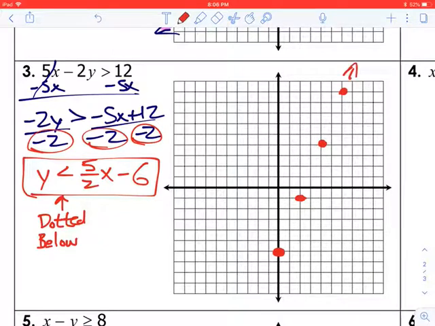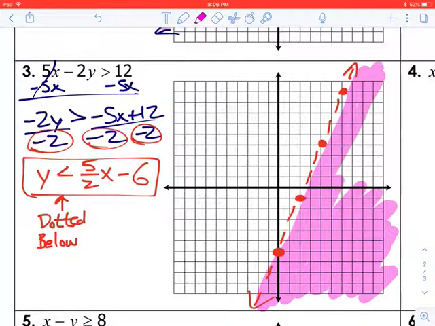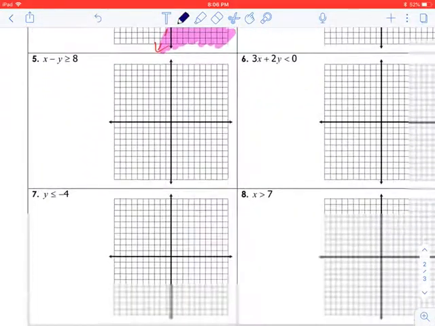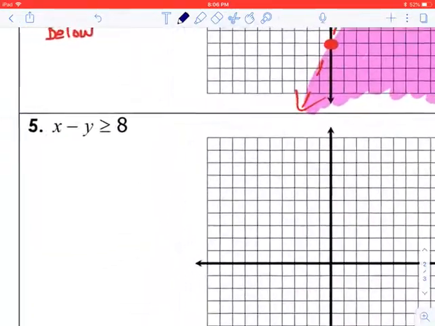It's a dotted line, so here we go. Dotted line, and I'm shading below, so you've got to think which one's below, not left or right, which one's downward. So downward would be this side, so I shade below that dotted line. And there we are. Hopefully that makes sense. Let's look at one more, and then I'll show you the special ones.